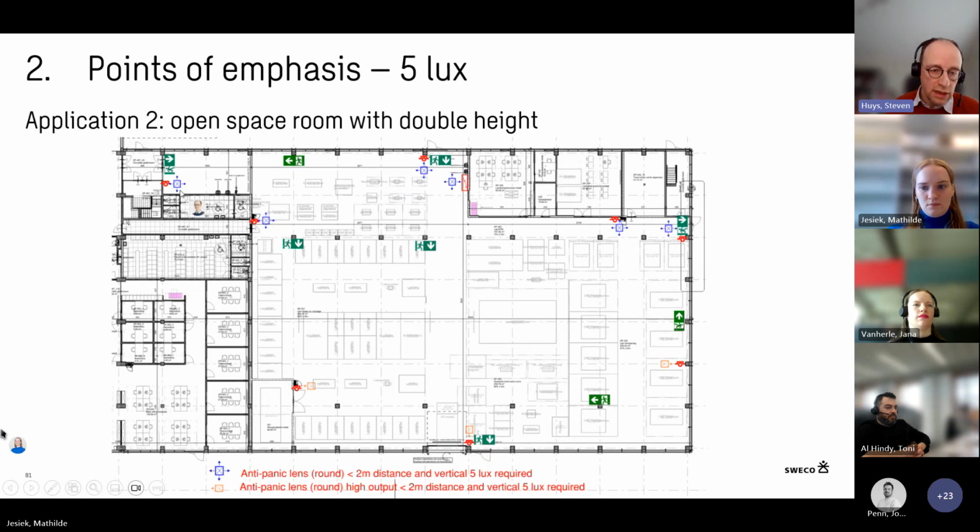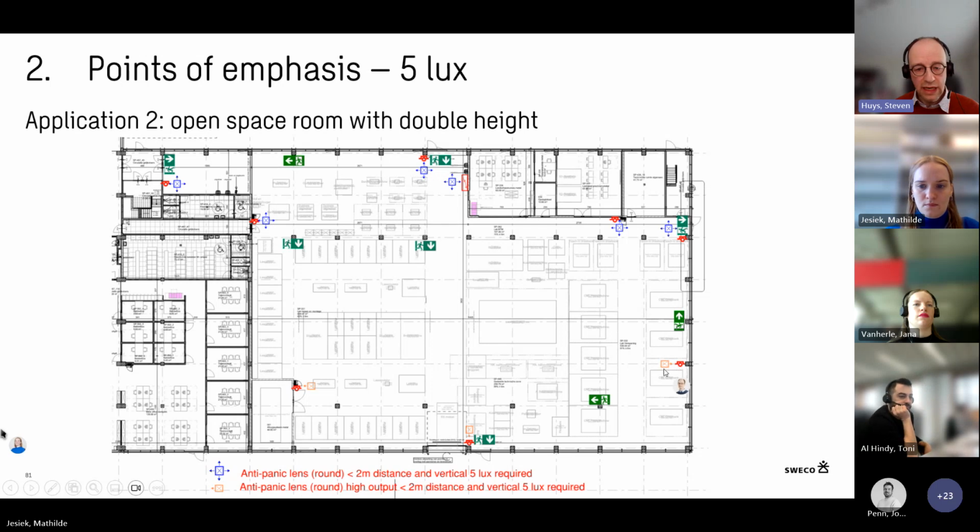Then the blue ones are in the single height zone. So it's a normal lumen output fixture we need here in front of it. So the point of emphasis we need here, this button, is because there is a glass here, it is further away than the 2 meters from the door. Here, in fact, we need within 2 meters of the door also one.